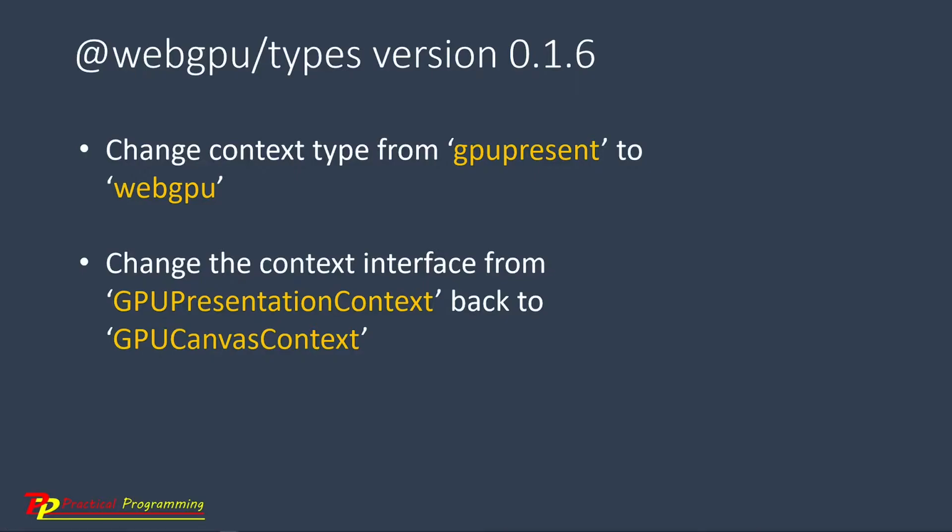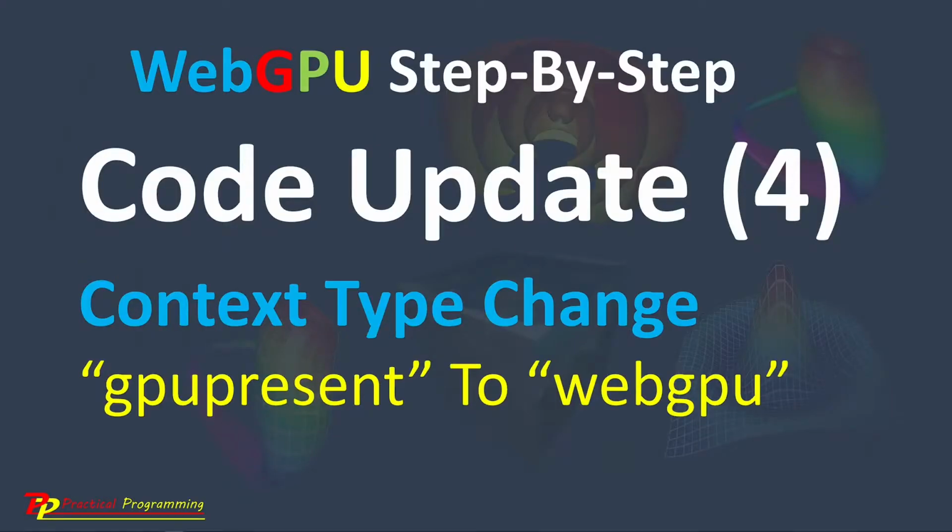This has been discussed in the previous code update. Right now, they changed the GPU presentation context back to the original name, GPU canvas context, because the GPU canvas context matches the new context type string a bit better. Now I will use the code for video 10 to illustrate how to update the code.